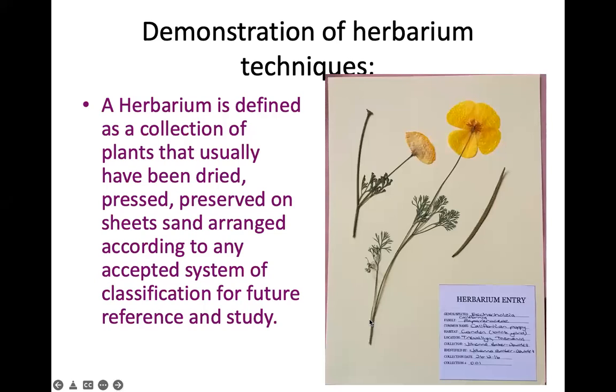Hello students, today we will discuss herbarium. A herbarium is a collection of preserved plant specimens arranged according to some known system of classification to facilitate identification, nomenclature, and preserve the record of plants. A herbarium is defined as a collection of plants that usually have been dried, pressed, preserved on sheets and arranged according to any accepted system of classification for future reference and study.